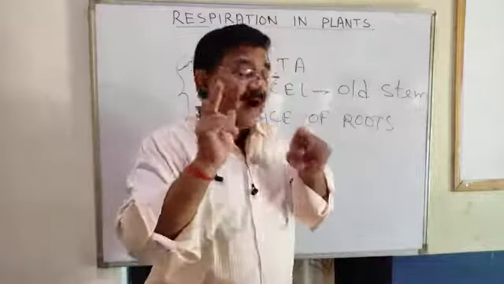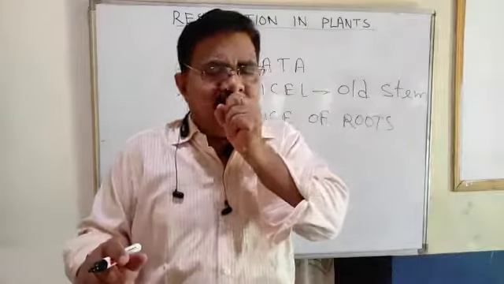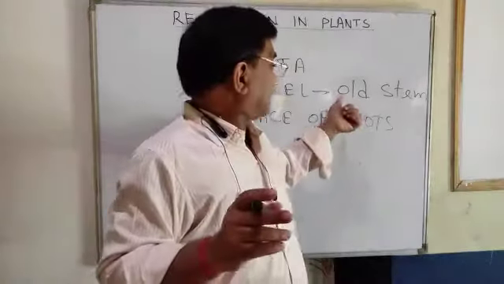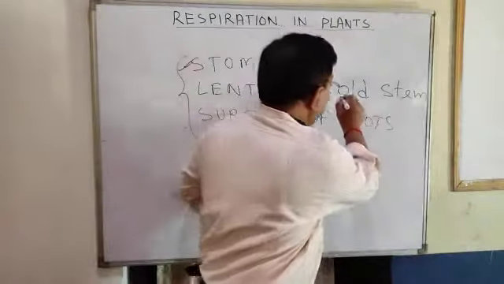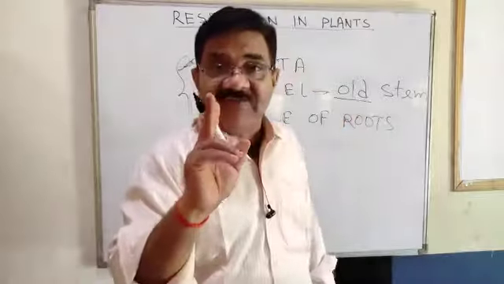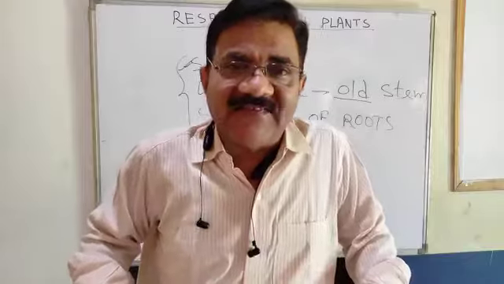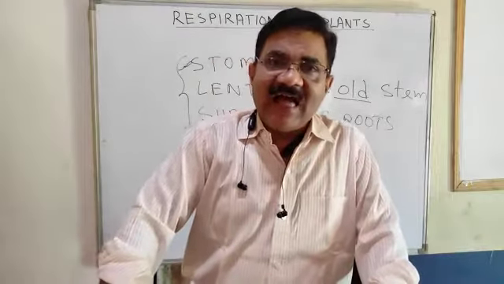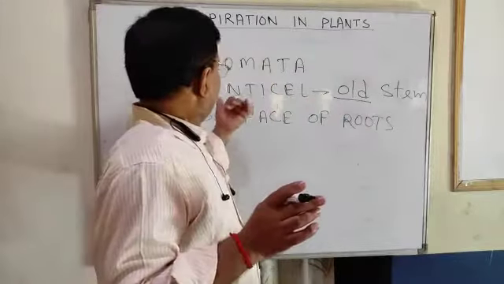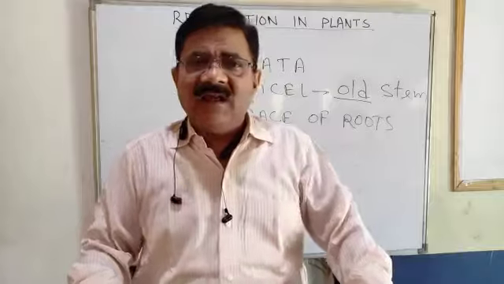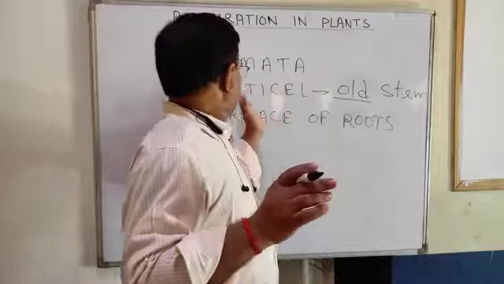Between the bark, these lenticels are present. So lenticels are present in the old stem. If location is asked and you do not mention the word old, you cannot expect marks. So the location of lenticels is the old stem, and gaseous exchange takes place through the lenticels.